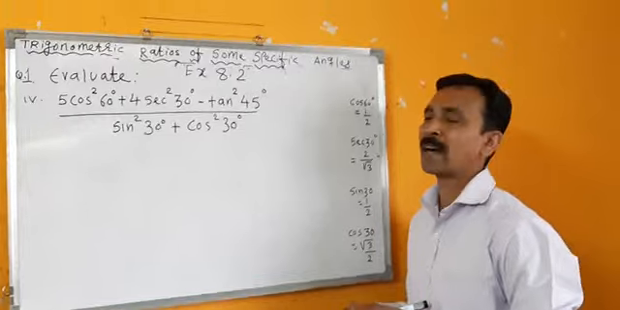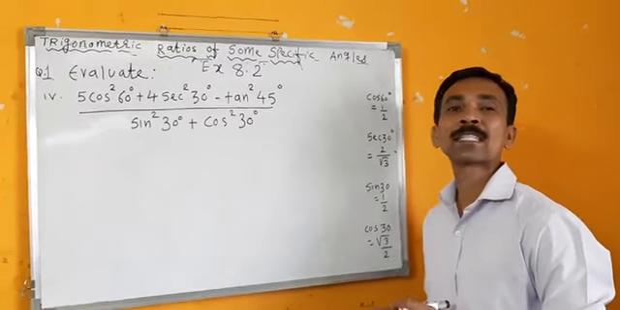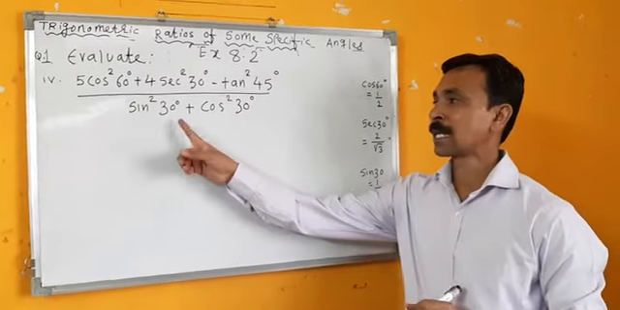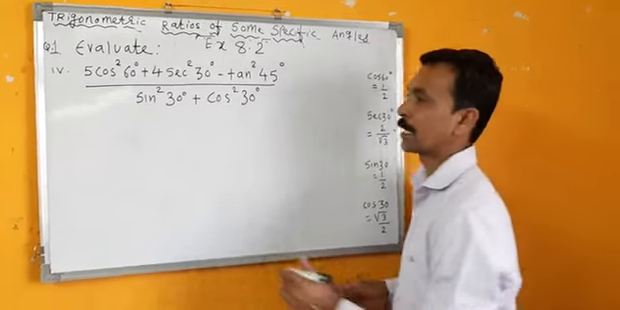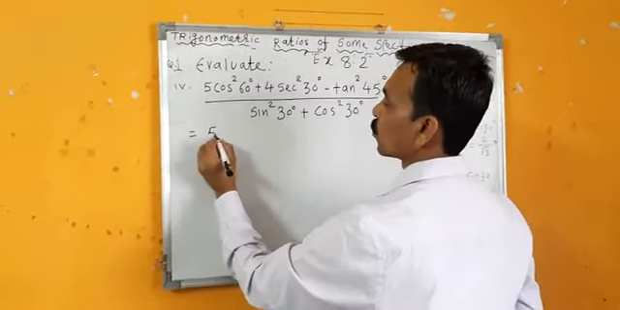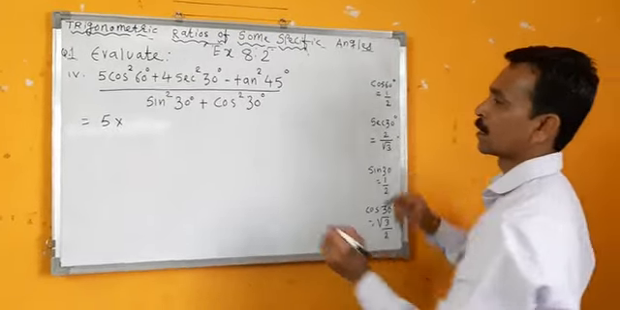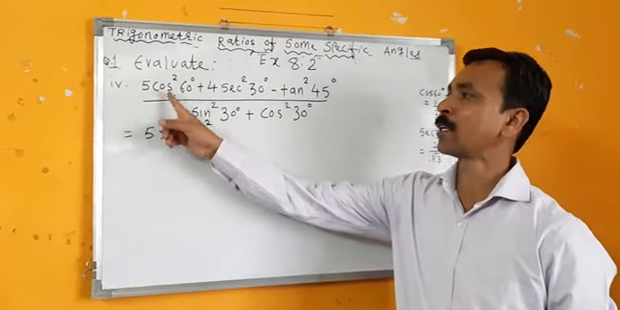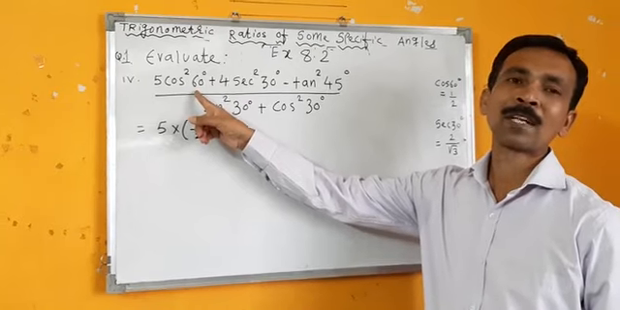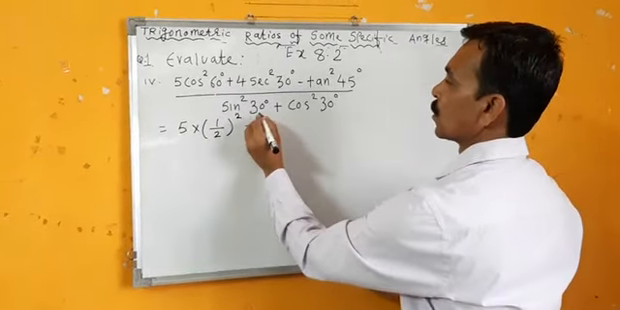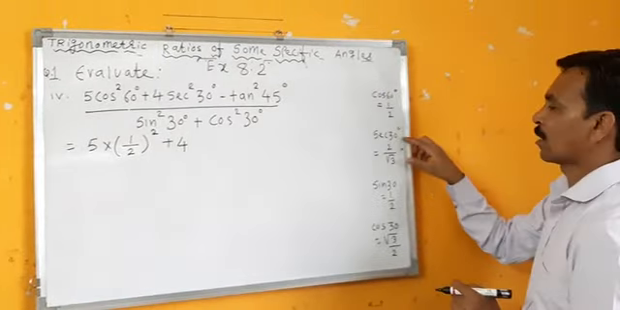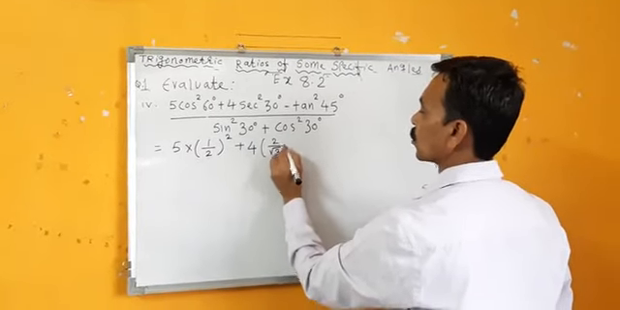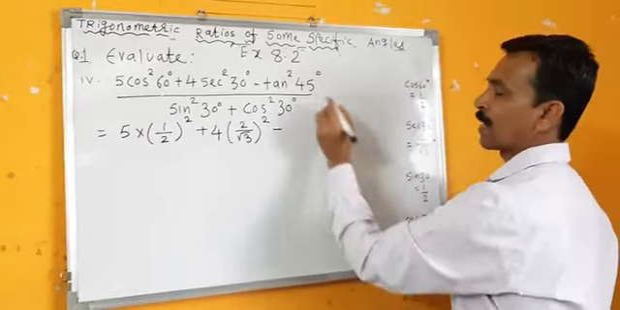Fourth sum is 5 cos square 60 plus 4 sec square 30 minus tan square 45 upon sin square 30 plus cos square 30. We'll place the values. It is equal to 5 into, what is the value of cos 60? 1 by 2. So it is 1 by 2 whole square, because it is 5 into cos square 60. So you have to take the value of cos 60 and then square it. Plus 4 sec square 30. What is the value of sec 30? 2 by root 3. So 4 into 2 upon root 3 whole square minus tan 45, whose value is 1.